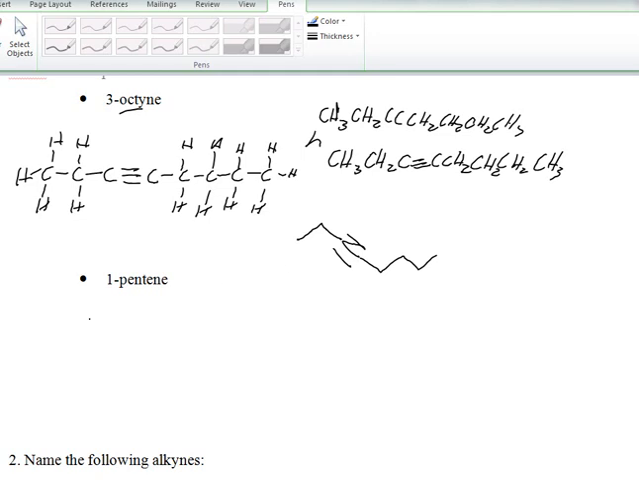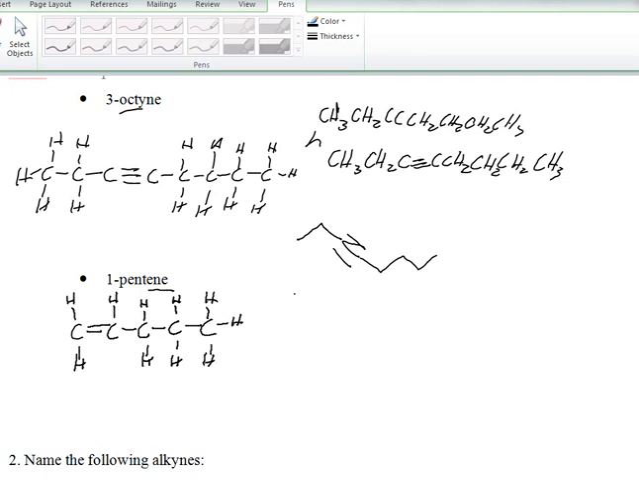1-pentene. So we need to draw 5 carbons in a row. ENE implies alkene in the 1 position, so it's right here. So then we need to fill in hydrogens. This carbon only needs 2 more. This one only needs 1 more. 2 for this one. 2 for this one. And 3 right here.